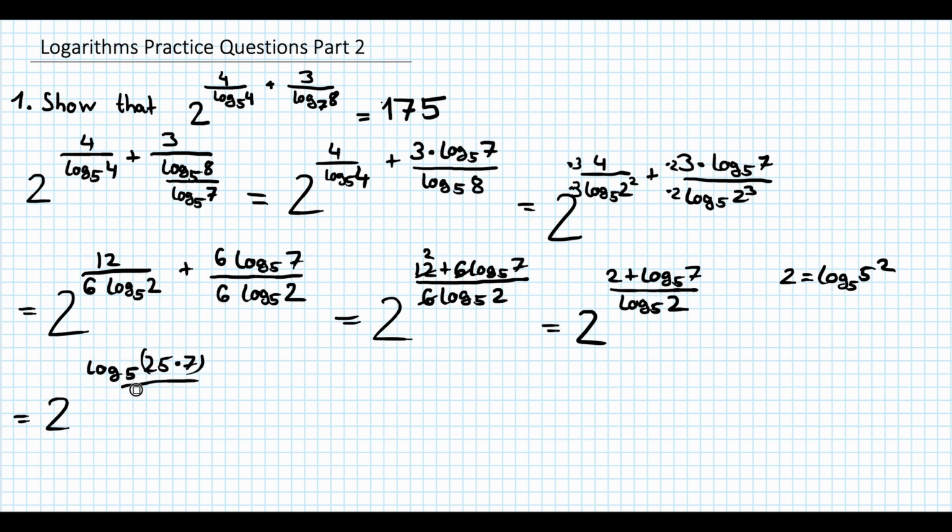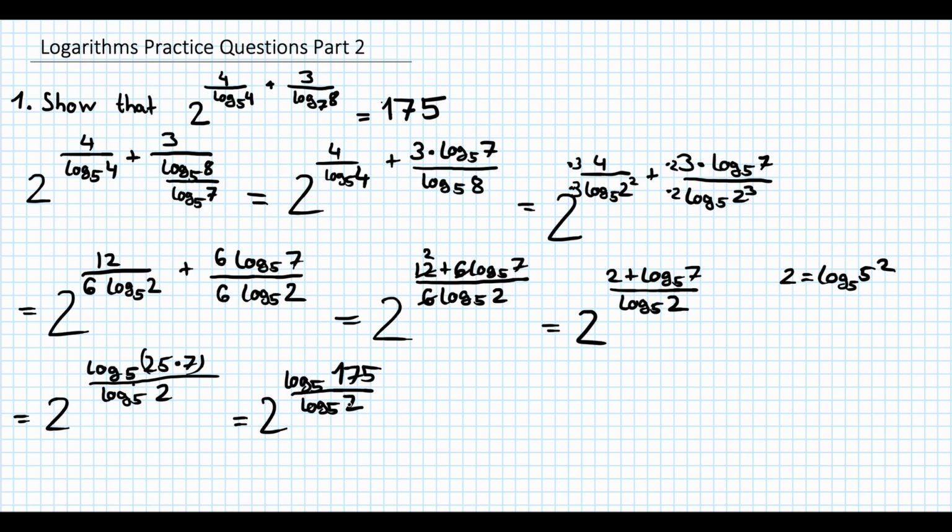Divided by log base 5 of 2. Now we can combine these two here. This is 25 times 7, which is 175. So let's write that. 2 to the power of log base 5 of 175 divided by log base 5 of 2. And now we can use the changing the base rule.